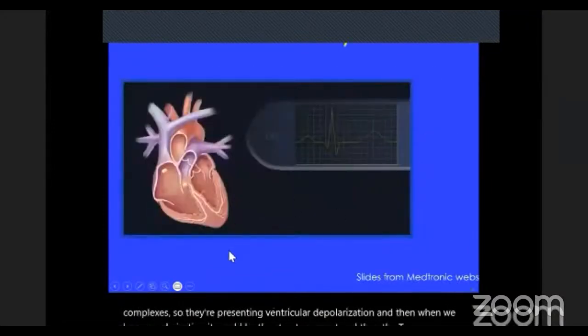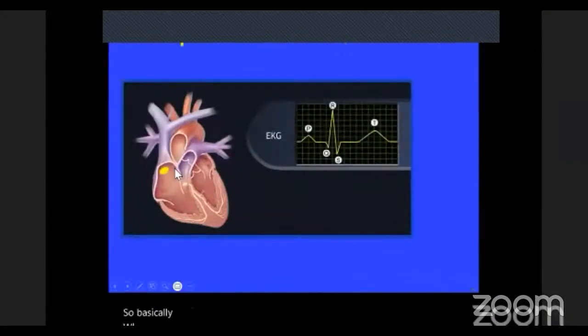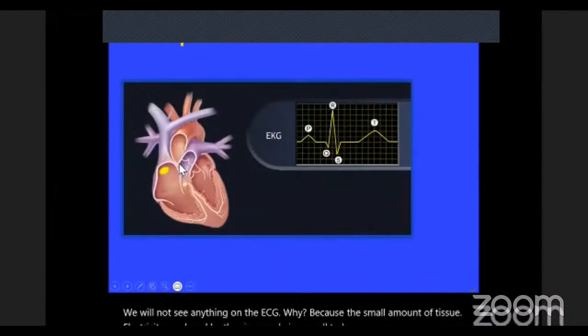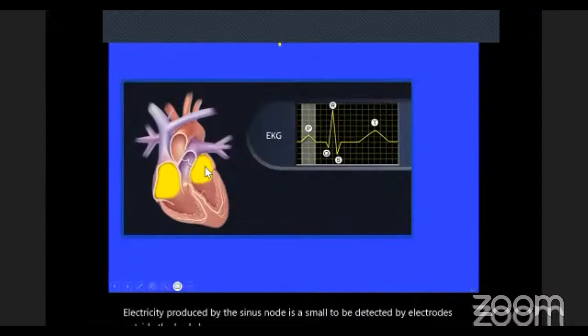So basically, when the sinus node fires, we will not see anything in the ECG. Why? Because it is a small amount of tissue. The electricity produced by the sinus node is too small to be detected by electrodes outside the body. However, when it activates the right and left atria, we have the atrial depolarization. We see a P wave.